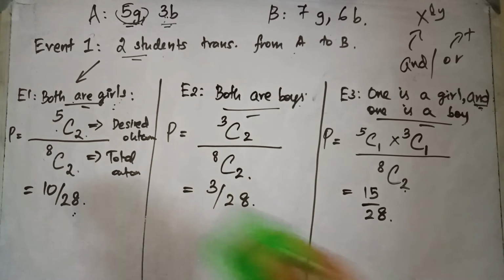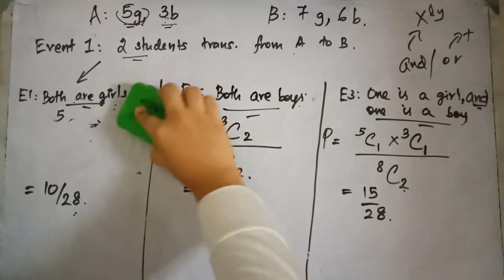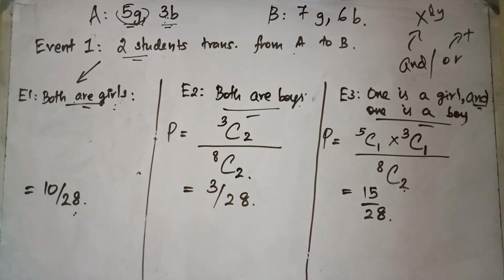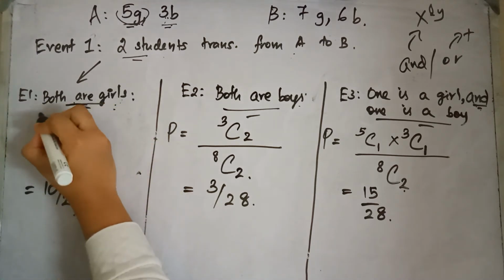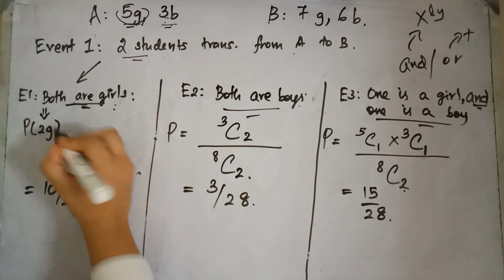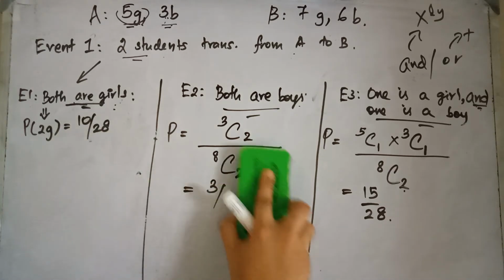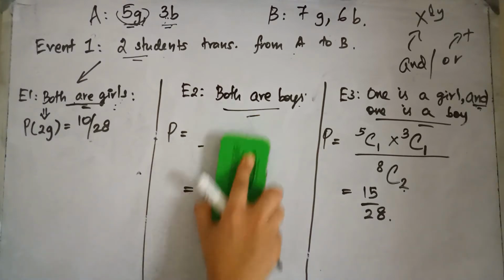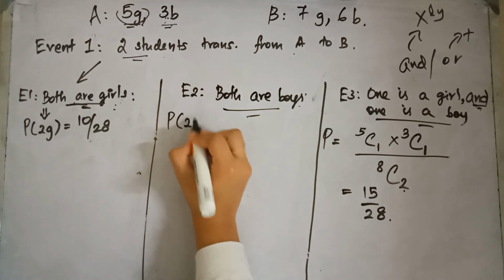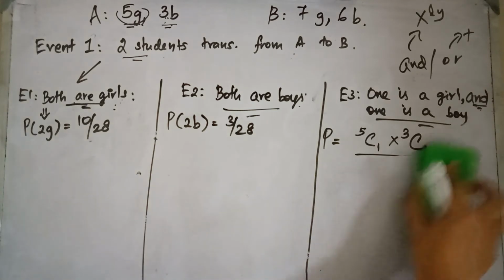Okay. So now I'll be erasing all of this working space so that we can move on to the next section. The probability that both are girls is 10 by 28. The probability that both are boys is 3 by 28. And the probability that one is a girl and one is a boy is 15 by 28.